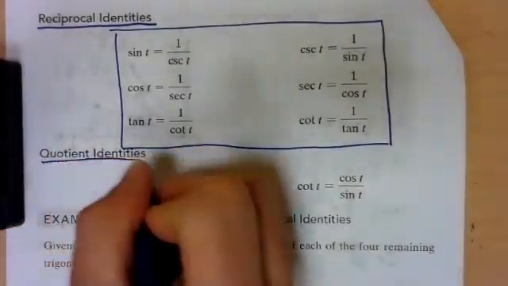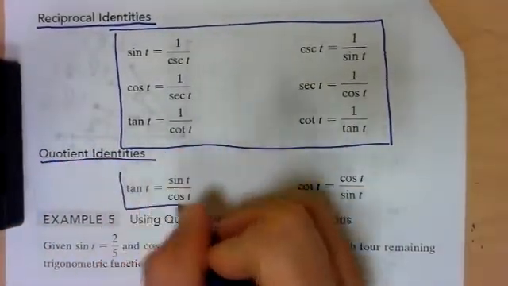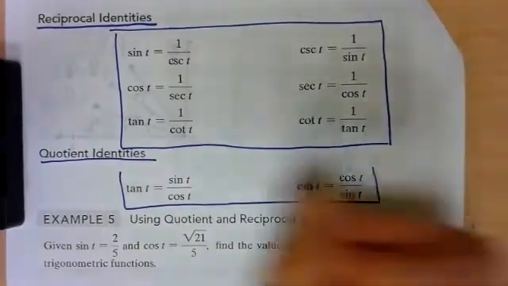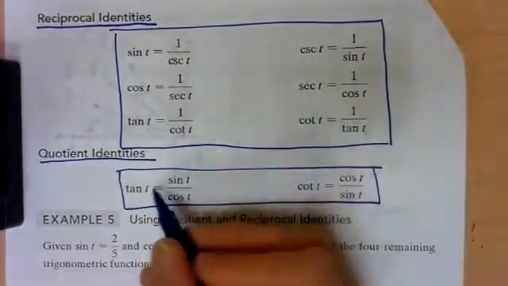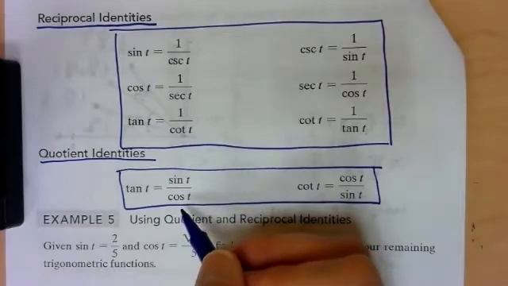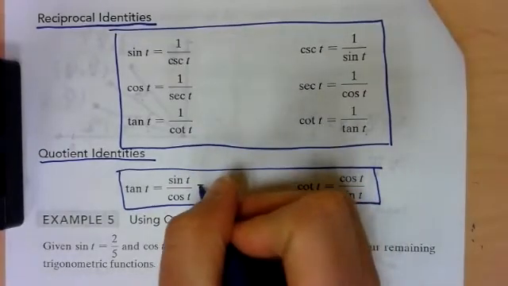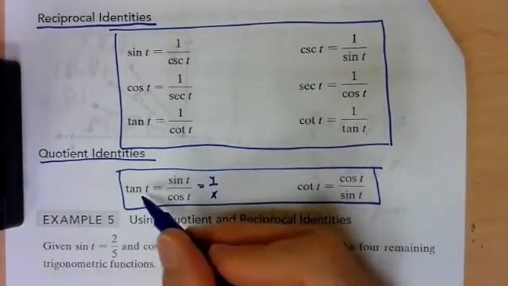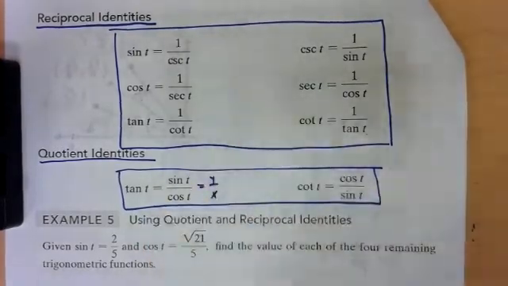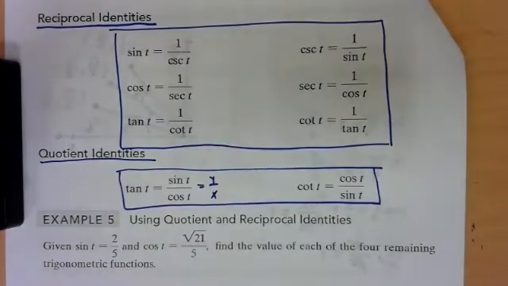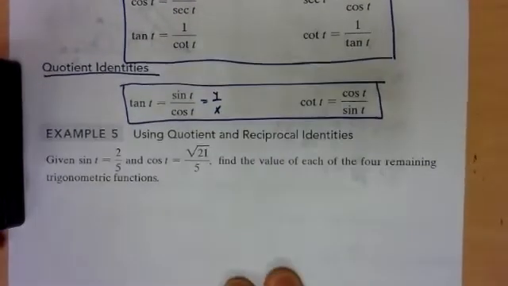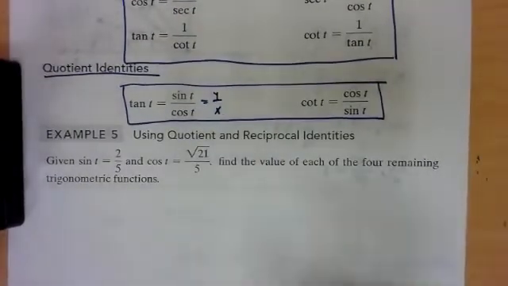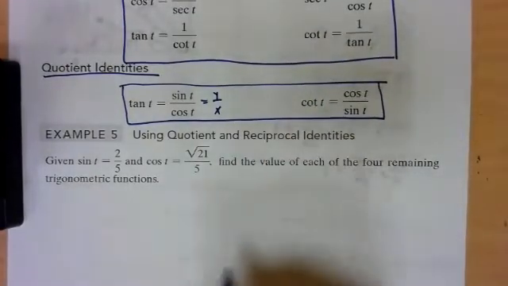Quotient identities, these ones do get used a little more frequently, especially that tangent one. Tangent of t is equal to sine of t over cosine of t. Well, why is that? Well, sine of t is y, cosine of t is x, and tangent is equal to y over x. All of these are derived from the identities of the 6 trig functions that I already provided for you. So let's see how these work out and how we can use these. And again, if you need to hit pause to write them down, go back and do so.